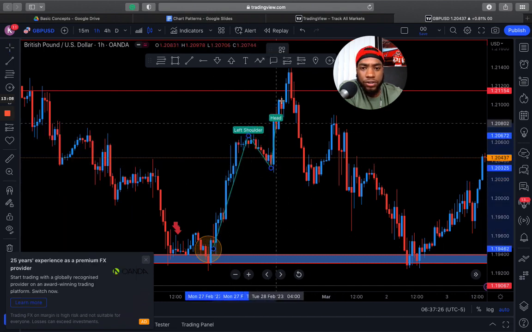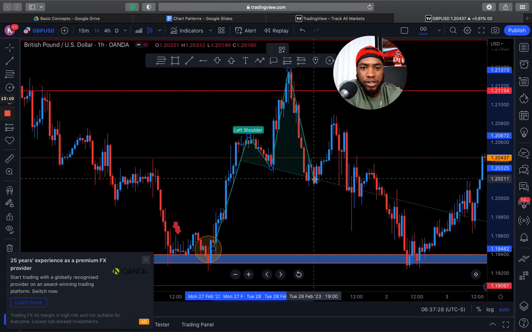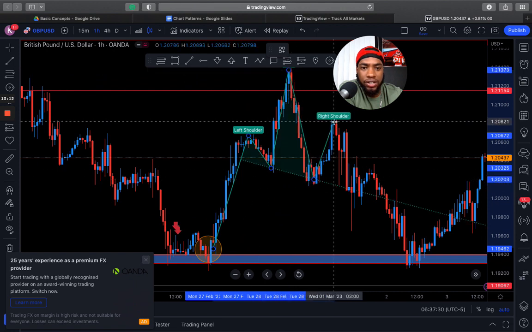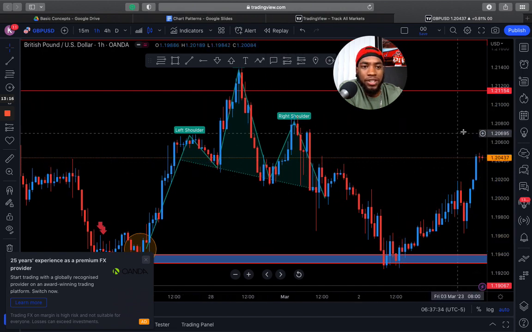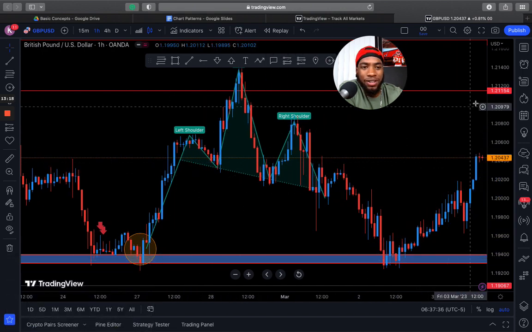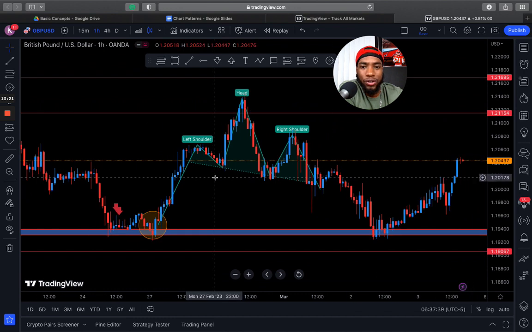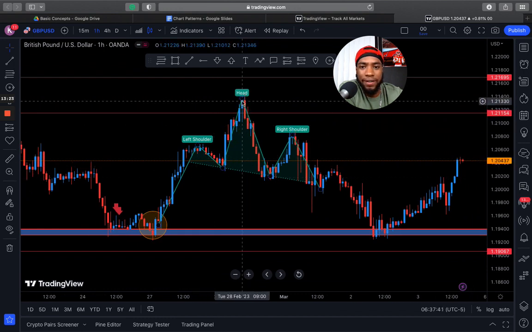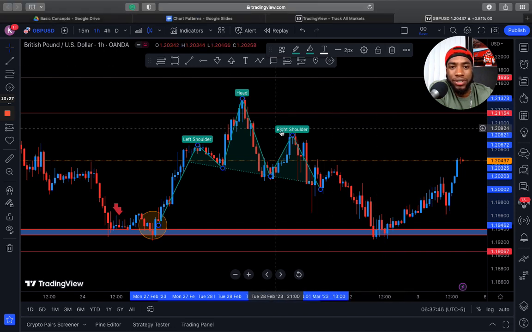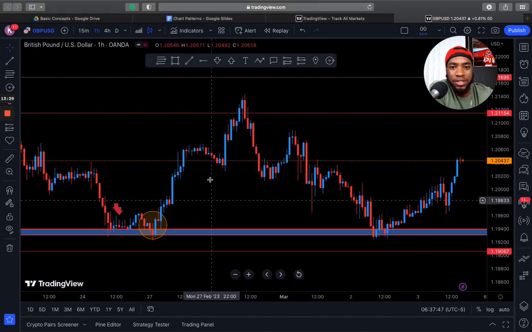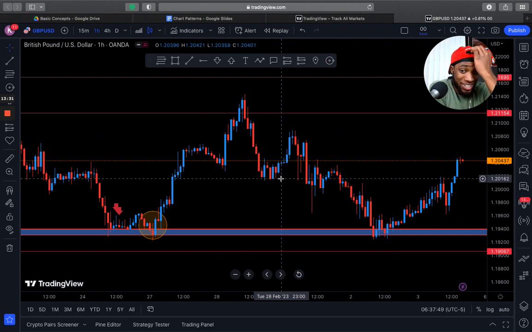Left shoulder, head, neckline, right shoulder, and we see where price goes from there, right? So this is a Head and Shoulders pattern. Boom. Great example of a Head and Shoulders right here. If you don't know about that tool, there you go. It's pretty useful at times. Typically, I just like to draw, but every once in a while, I like to use that.